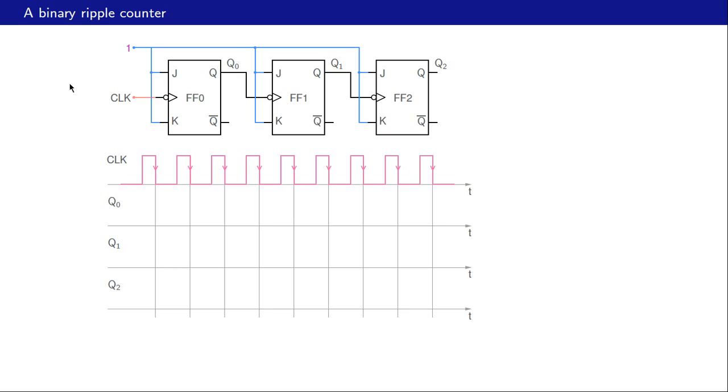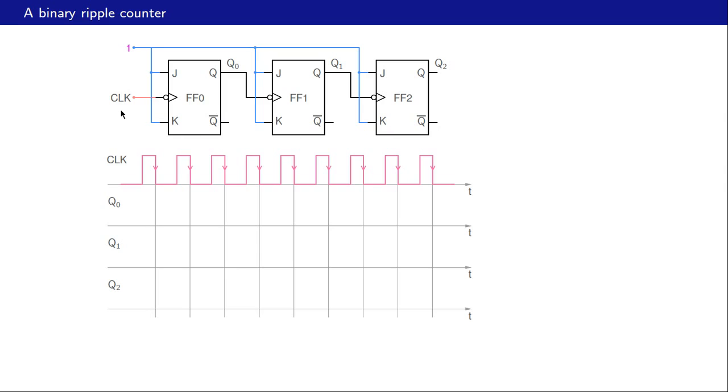Let us now look at some specific counter circuits, and we'll start with this circuit called the binary ripple counter. So here is the circuit. We have JK flip-flops, in this case 3 of them. The J and K inputs are tied together for each flip-flop, and those are connected to 1. So J is 1 here, K is 1 here, J is 1 here, K is 1 here, and so on.